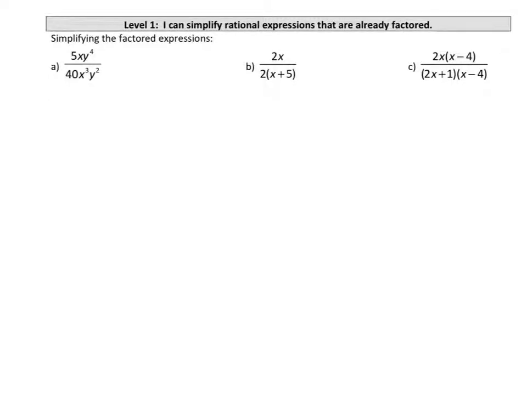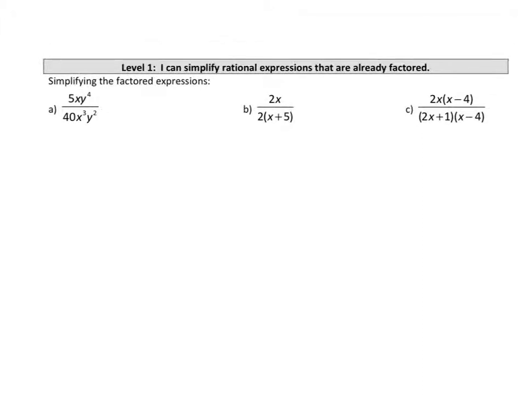In level 1, we will be simplifying rational expressions that are already in factored form. And the way it works is you're going to look for factors on the top of the fraction and the bottom that they have in common, and they're going to cancel out. Whenever you have any number over itself, for example, 5 over 5, anything over itself equals 1.